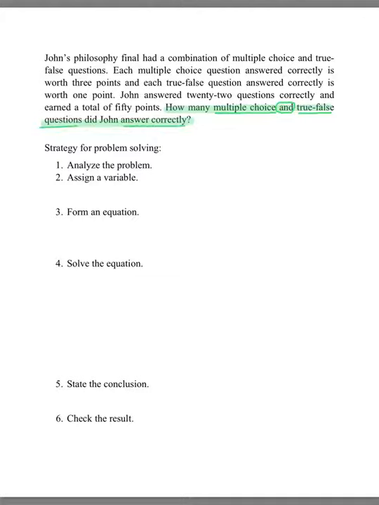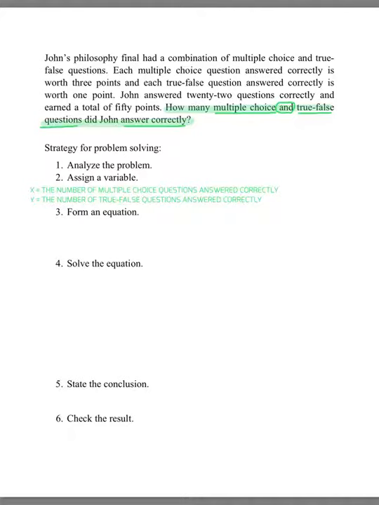So now that we know what our unknown variables are going to represent, let's jump to step 2 and assign the variables. Keep in mind that we want to assign the variables in such a way that ideally it's the question reworded in the form of a statement. So we'll let x equal the number of multiple choice questions answered correctly, and y equal the number of true-false questions answered correctly.